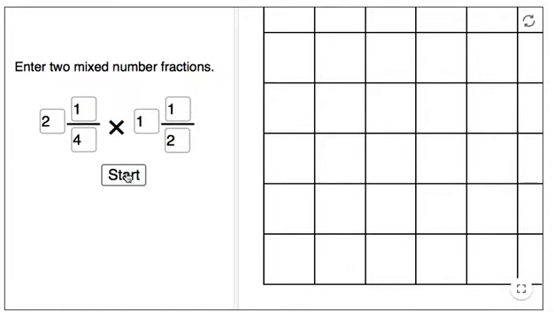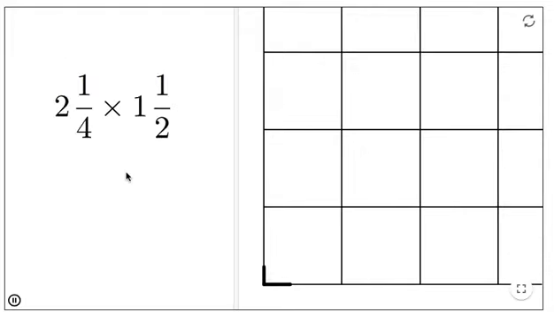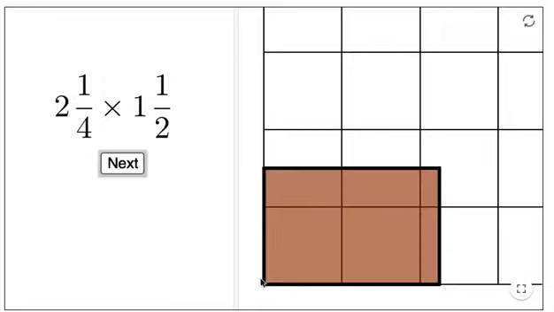So if we start here, there we go. Along the vertical, I've got 1 and 1/2. Along the horizontal, I've got 2 and 1/4. Each grid line represents one whole. So there's my area, 1 and 1/2 times 2 and 1/4.